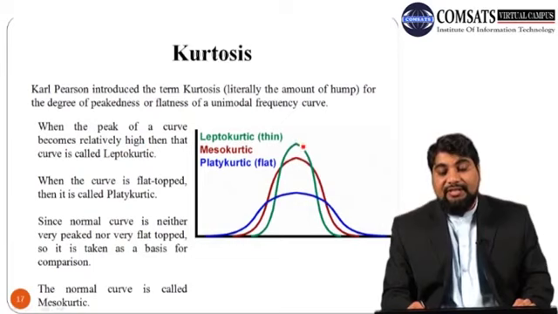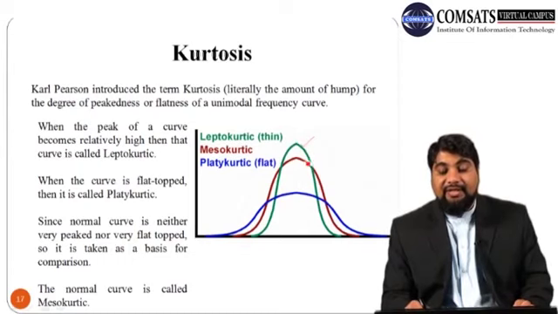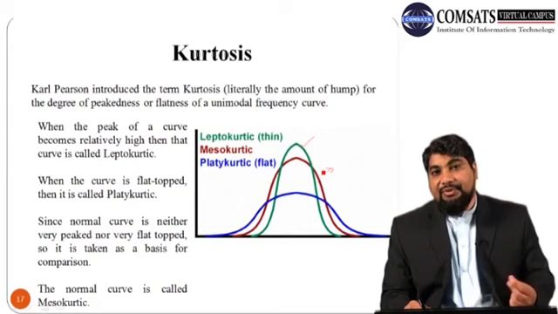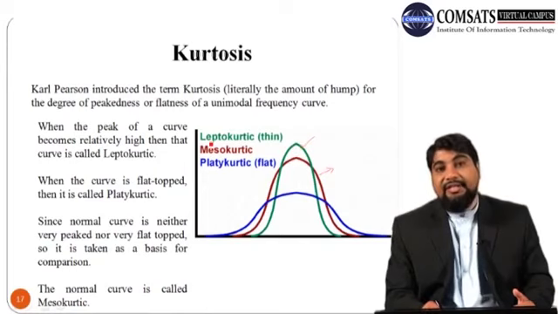Here you can see that this green one is relatively high as compared to this middle curve, which is the benchmark, and this middle curve is the actual normal distribution curve. We have to compare each curve with this benchmark curve. If the peak of a curve becomes relatively higher than the normal curve, then it is called leptokurtic. These are just fancy names.